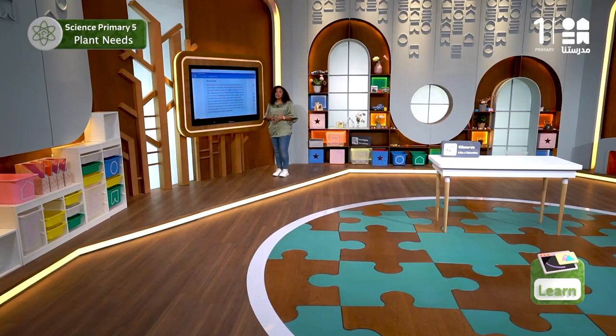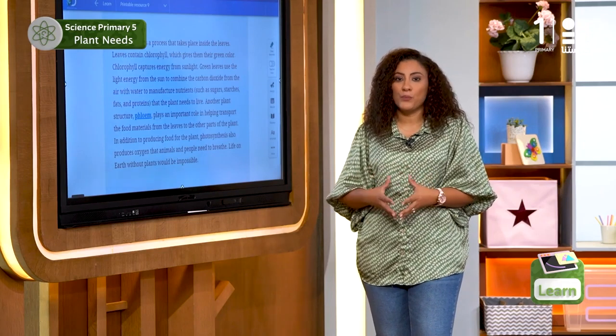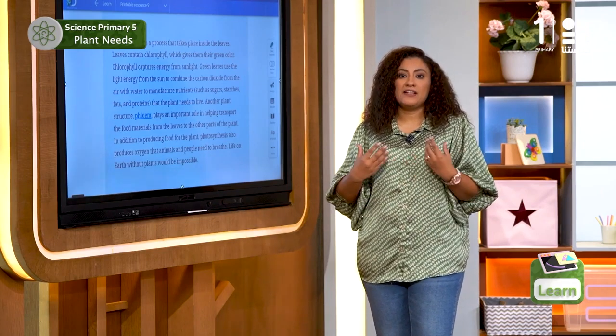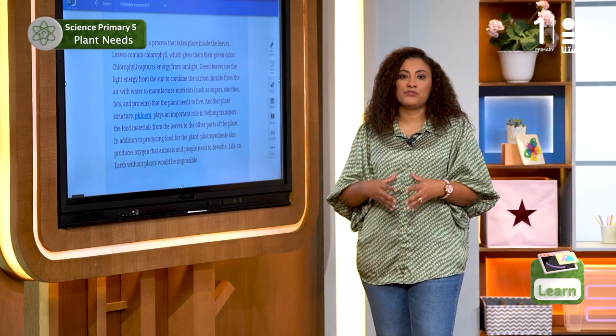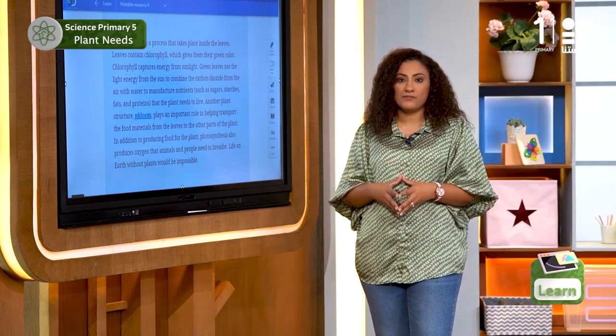Thirdly, the leaves manufacture the sugar and starch and fats that the plant needs to survive and grow. We can say that the leaves are the factory that makes food using solar energy, carbon dioxide and water.